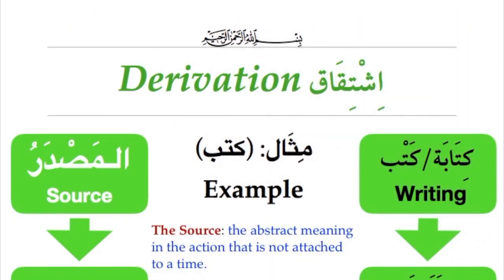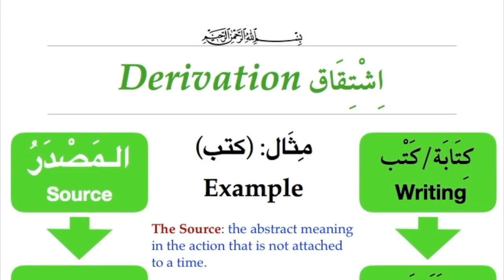And for our next example that we will be using to explain ishtiqaq, derivation, we will use the root ka and ta and ba, those 3-letter roots. And what we're going to do is we're going to derive a word from another word. And then from that word, we're going to derive another word, and so forth. And the first word that we begin with is called al-masdar, which means the source. And the source is the abstract meaning in the action that is not attached to time.